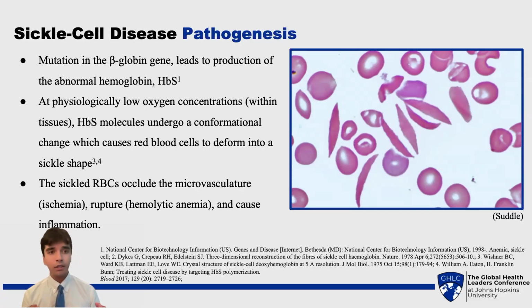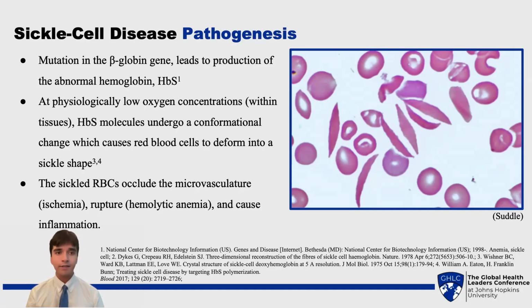At physiologically low oxygen concentrations within tissues, the abnormal hemoglobin molecules undergo a conformational change, which causes red blood cells to deform into a sickle shape. In this image off to the right, you can see that although there are many regularly shaped erythrocytes, there are many abnormal and sickle ones as well.